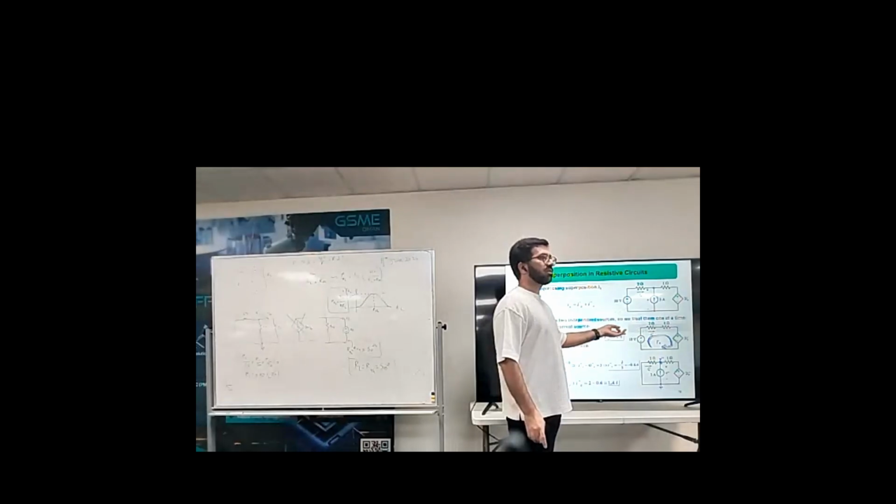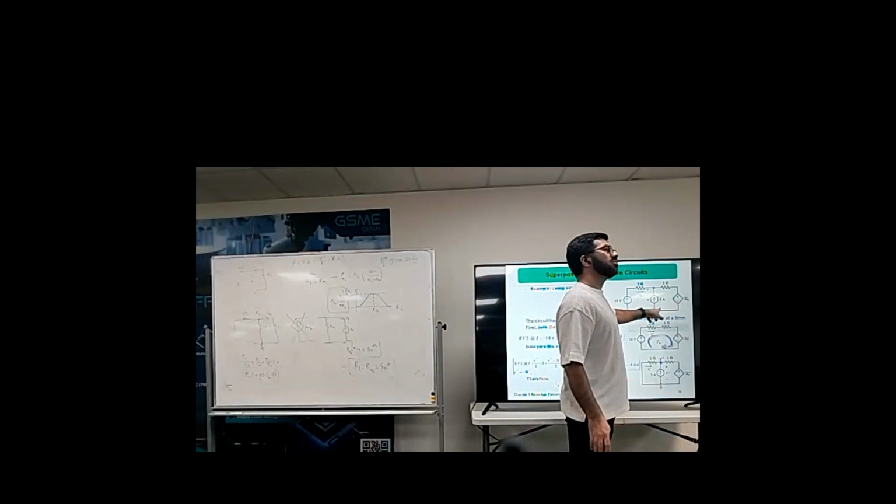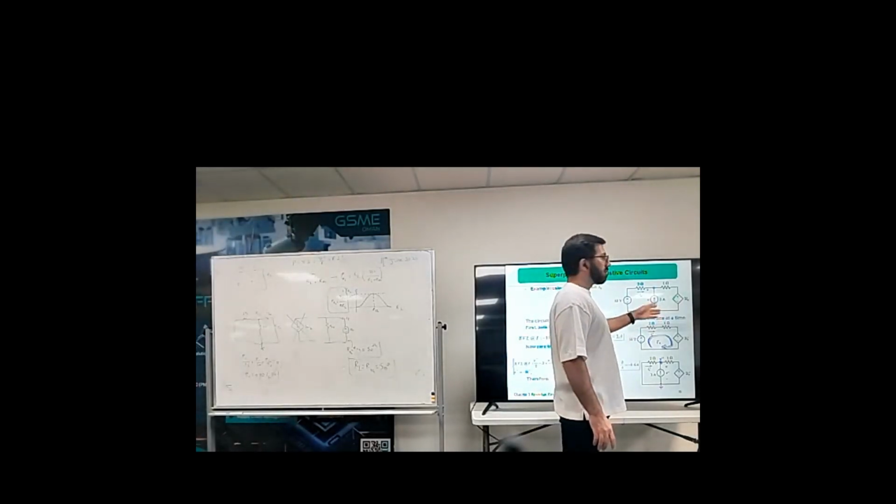Only two independent sources. This is dependent. So I consider one independent source and set this to zero. Another time I set this voltage source to zero and consider this current source. If I set this current source to zero, which means I should open circuit it or remove it, I have this circuit.